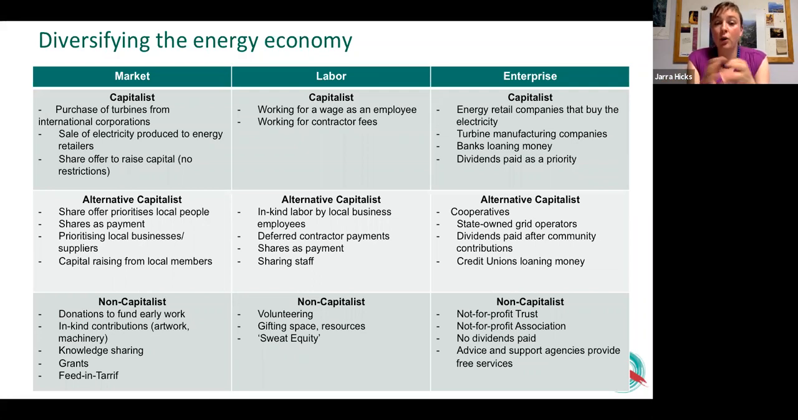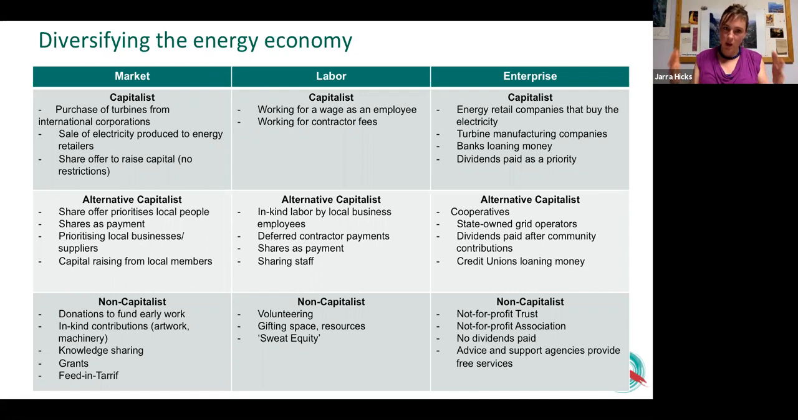And then as we move further down into what's considered non-capitalist economic arrangements, they are things like voluntary contributions. So people who are gifting their time or gifting their space and resources, things like sweat equity. And in terms of the market interactions that are non-capitalist, it's things like people making donations, people sharing knowledge, so making information available at no cost. It's grants. They're not a capitalist source of finance. And then over on the enterprise side, it's associations, not-for-profit associations, and trusts. It's a situation where you're not returning any of the surplus to individuals. There are no dividends paid. It's going purely to community benefit.